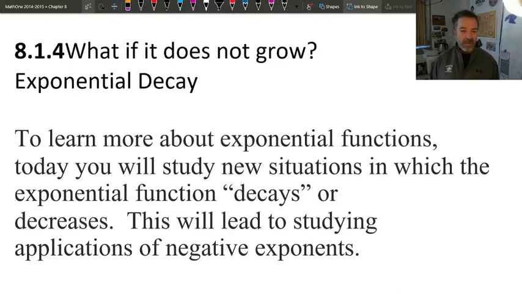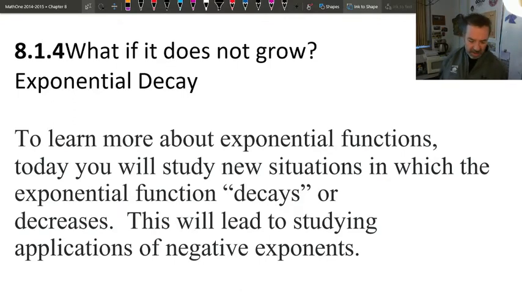To learn more about functions today, we're going to study a new situation in which the exponential function decays, or decreases. This will lead to studying applications of negative exponents. We've definitely looked at negative exponents, and some of us are still under the impression somehow that a negative exponent indicates that we're subtracting something, and we're not. It's still a positive number, right? But it's a reciprocal, so we're going to keep looking at that.